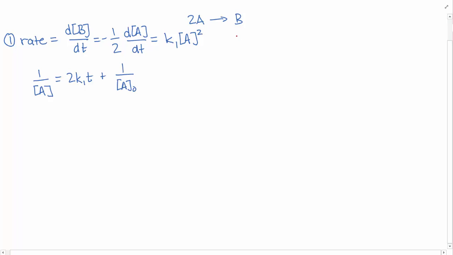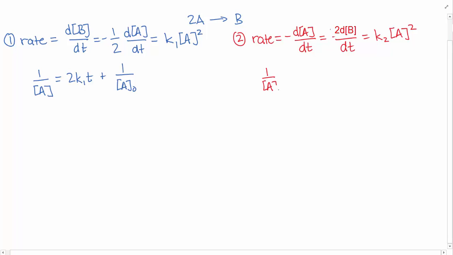In the other convention, rate is defined as the disappearance of A over time. This is then equal to double the rate that B is appearing at over time. So we say this is equal to some rate constant, which I'll call K2, times the concentration of A squared. If we were to integrate this rate law, we would find that we'd get 1 over A is equal to K2 times t plus 1 over A naught.